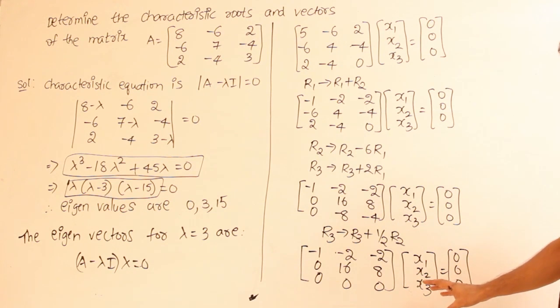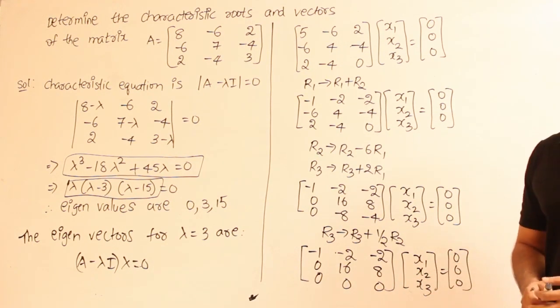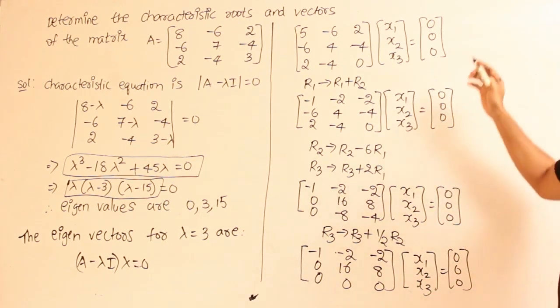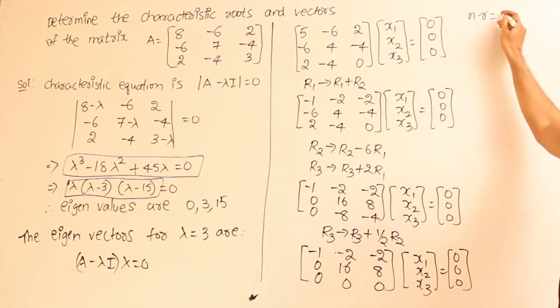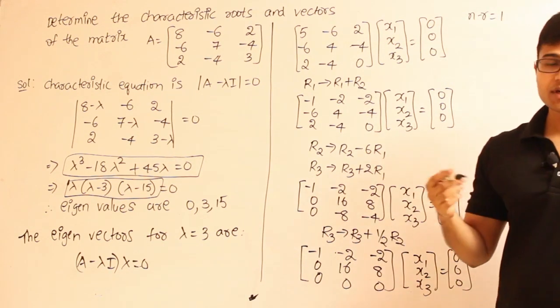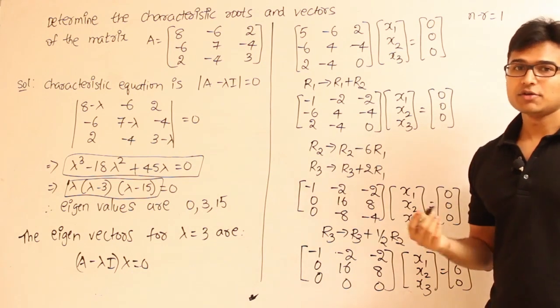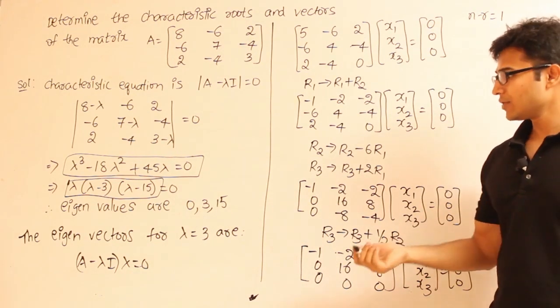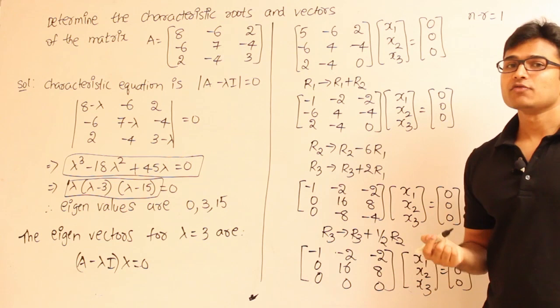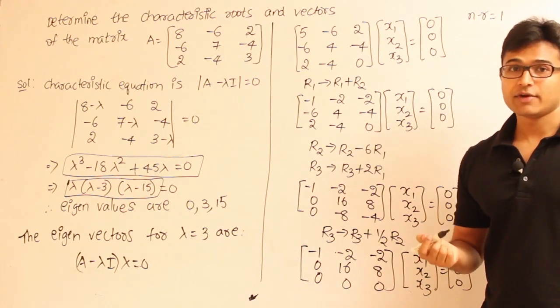And then you can see that the number of variables is 3. So, n minus r in this case is 1. So, what does it mean? We have infinite number of solutions possible. Therefore, even for lambda equal to 3, we have infinite number of eigenvectors possible.